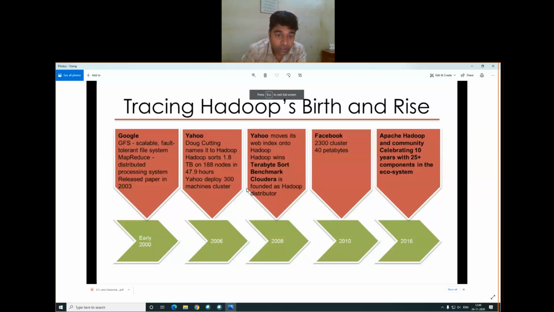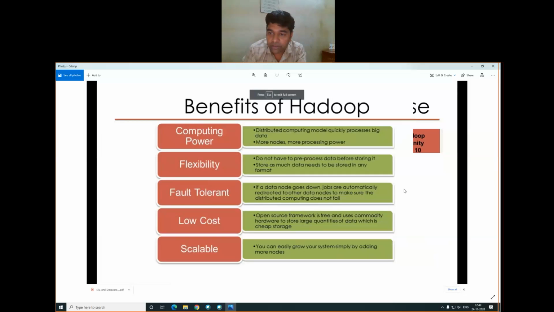That is the history. Facebook had a 2300 node cluster and 40 petabytes of data by 2010. And in 2016, the Apache Hadoop community celebrated 10 years. So this is the tracing from 2000 to 2016.